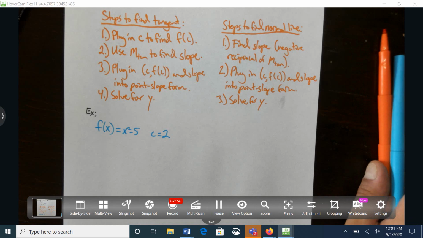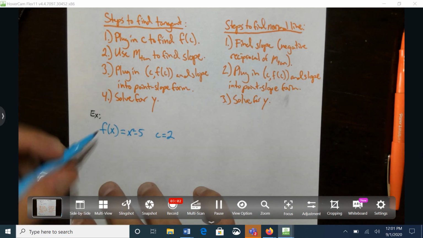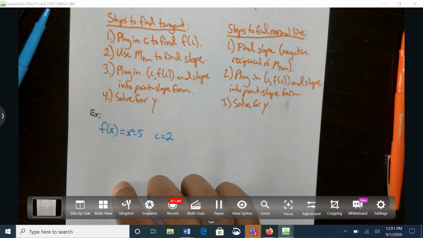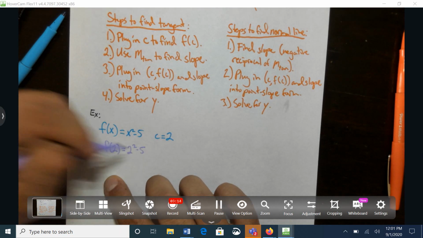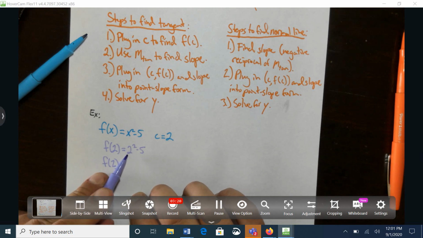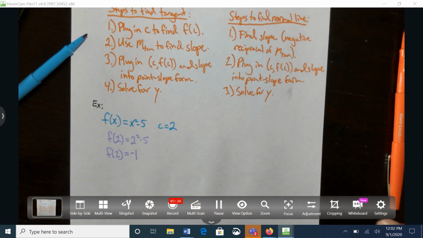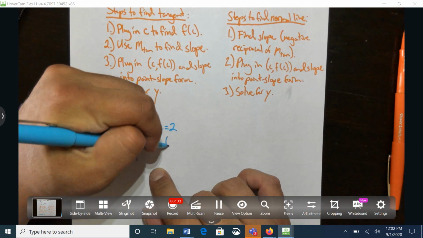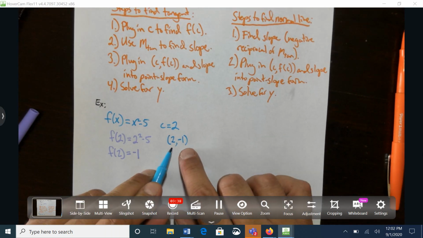So, step 1, plug in c to find f of c. Well, f of c would be f of 2, wouldn't it? So we plug in, I'll use a different color here. f of 2 is equal to 2 squared minus 5, which will give us, see, 2 squared is 4, minus 5 is negative 1. So we now have our point that we'll be using, our c comma f of c, and that is going to be 2 comma negative 1.